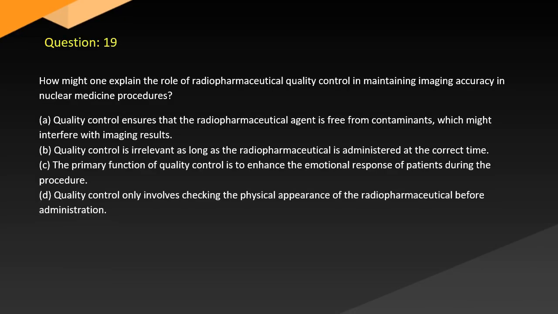Question 19. How might one explain the role of radiopharmaceutical quality control in maintaining imaging accuracy in nuclear medicine procedures? A. Quality control ensures that the radiopharmaceutical agent is free from contaminants which might interfere with imaging results. B. Quality control is irrelevant as long as the radiopharmaceutical is administered at the correct time. C. The primary function of quality control is to enhance the emotional response of patients during the procedure. D. Quality control only involves checking the physical appearance of the radiopharmaceutical administration.